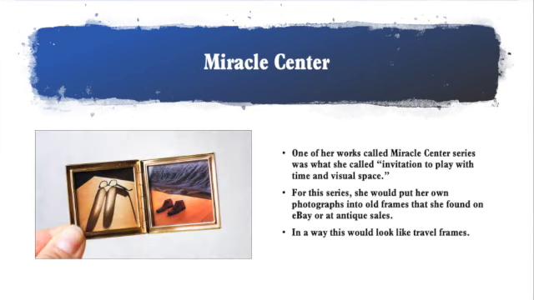Alright, so now I will talk about some of her series that I was able to research and her process on these series. The first series I'd like to talk about is what Irina calls Miracle Center. In her own words, she describes this series as an invitation to play with type and visual space. What she did was put her own photos in old frames that she would buy from eBay or antique sales. This way it would look like travel frames. She even mentions that some of these photos were taken on an iPhone.